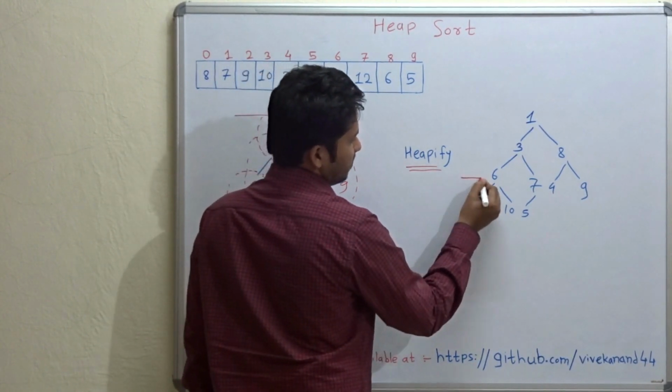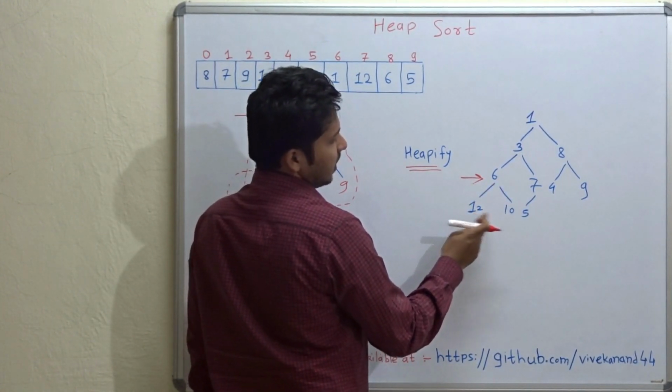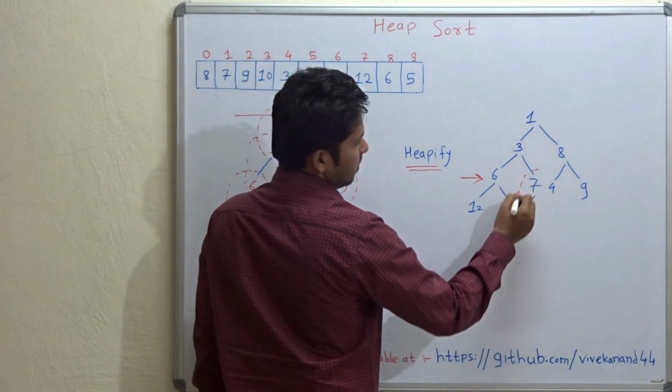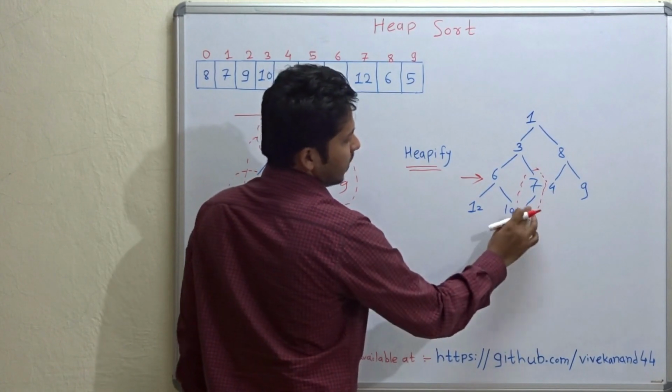So let's start from this level. 6 has 12 and 10, so this is okay. 7 is greater than 5, so we have to make it a circle and we have to swap.